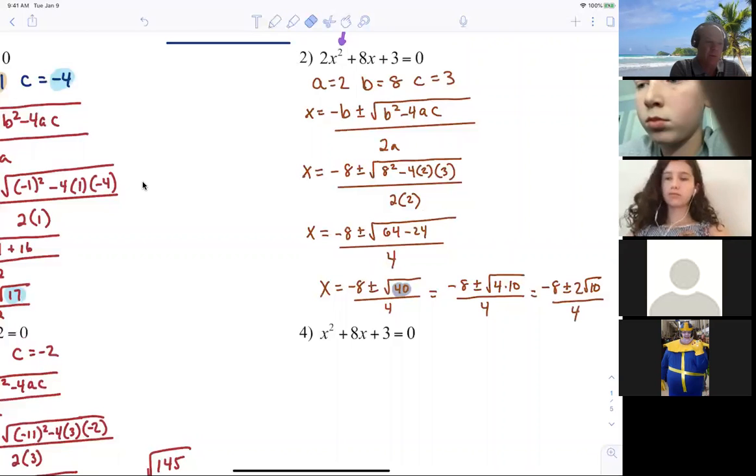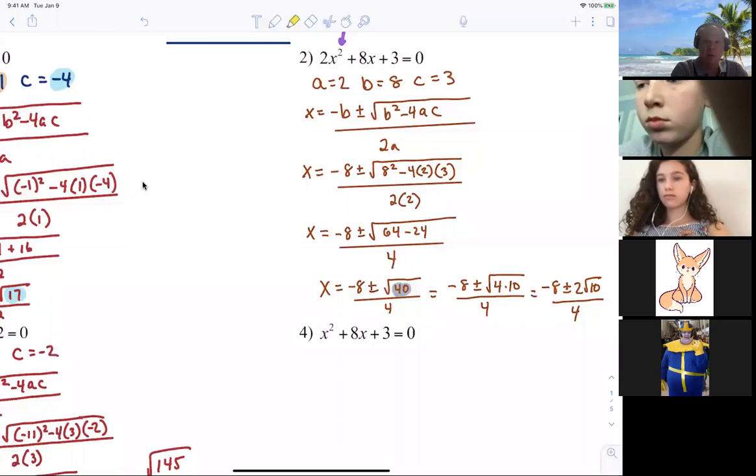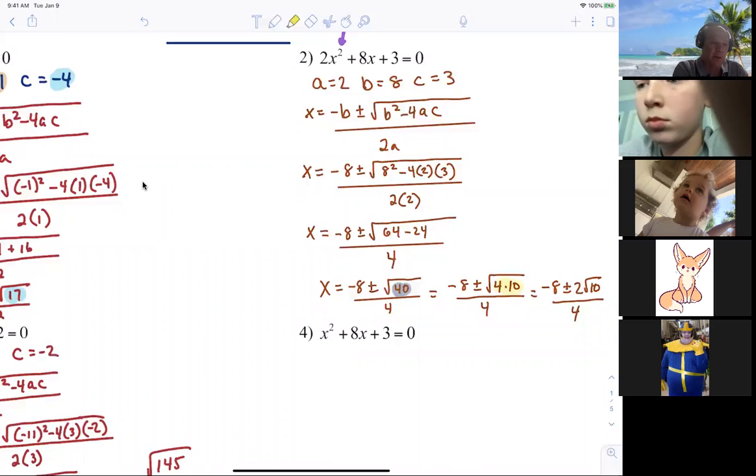Can you repeat that? I didn't hear how you broke down 40. Okay, so 40 is the same as 4 times 10, right? Now, the reason why we choose 4 times 10 is because 4 is a perfect square. And the square root of 4 is 2. That's where this 2 comes from. 10 does not have a perfect square, so that's left behind. I get it. Thank you.